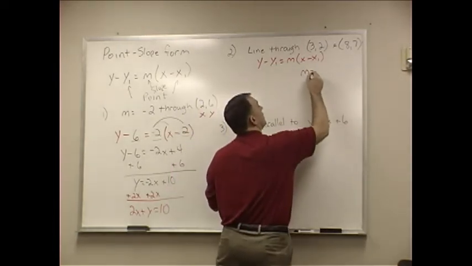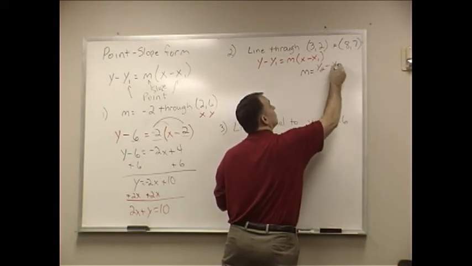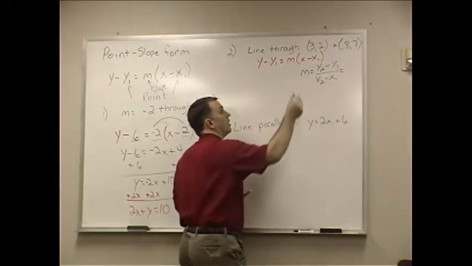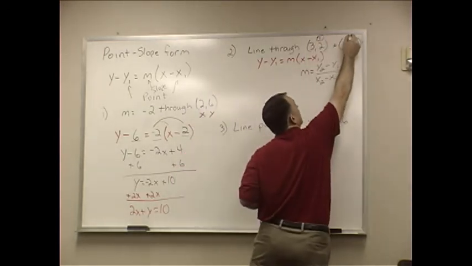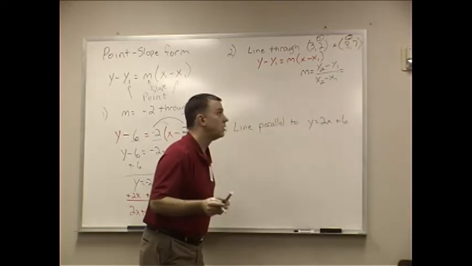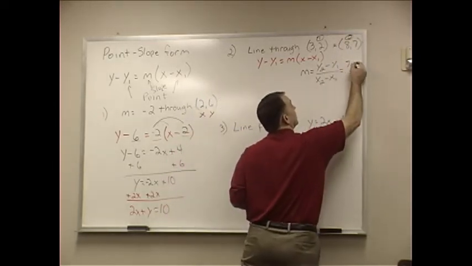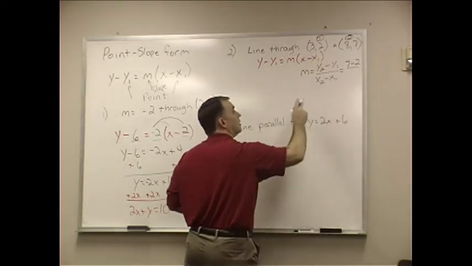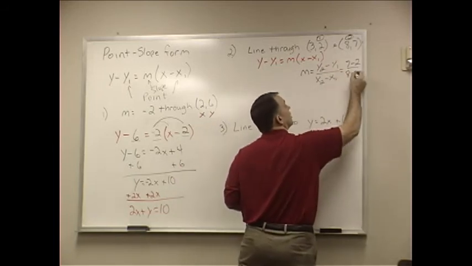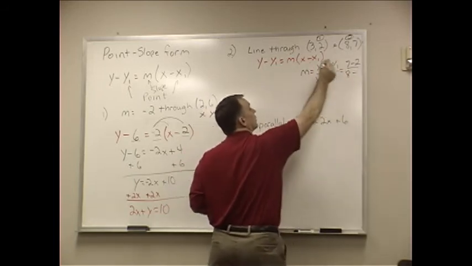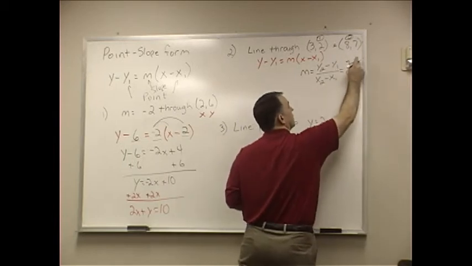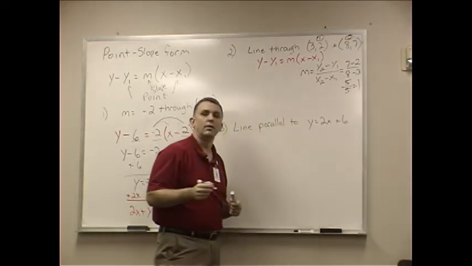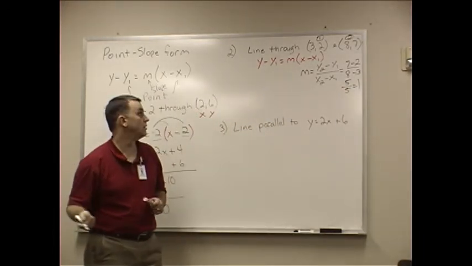So m equals y2 minus y1 over x2 minus x1. I'm going to call this one point 1 and the one to the right point 2. So y2 is 7, and the minus is from the formula. Y1 is 2. X2 is 8, the minus is from the formula, and x1 is 3. 7 minus 2 is 5. 8 minus 3 is 5. 5 over 5 is 1. So we have a slope of 1.